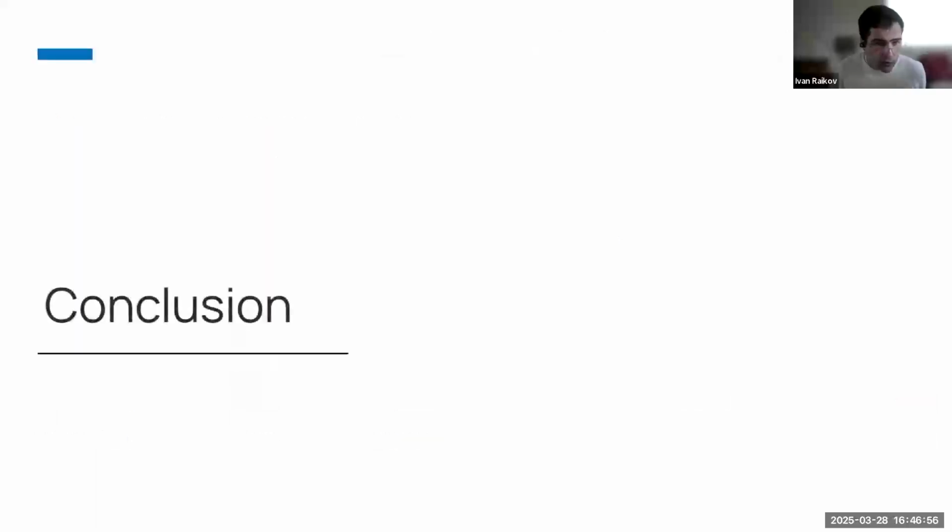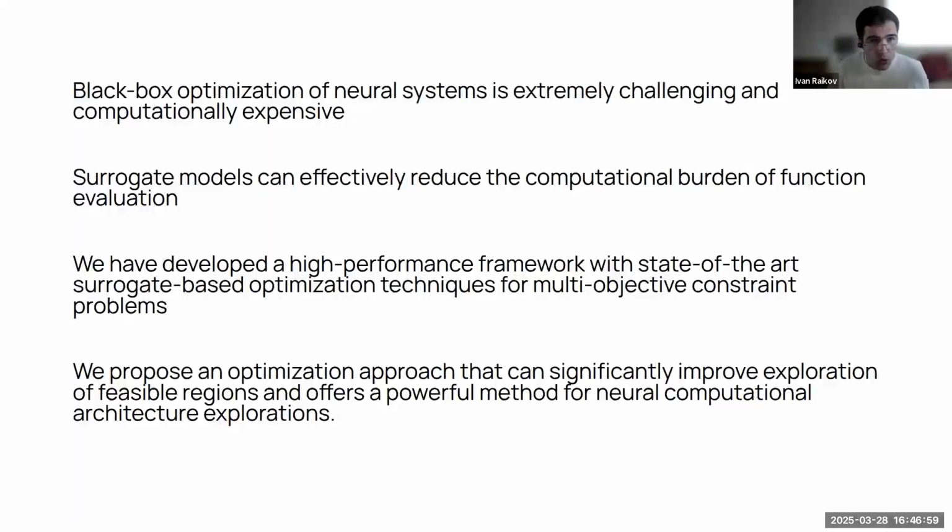And so with that comes our conclusion. What started as a black box optimization of neural systems now has led to the discovery that surrogate models are not only effectively reducing the computational load for optimizing large networks in complex models. We are actually now able to understand how the different parameter regions are explored, and we think we have a powerful method for exploring neural computational architectures.